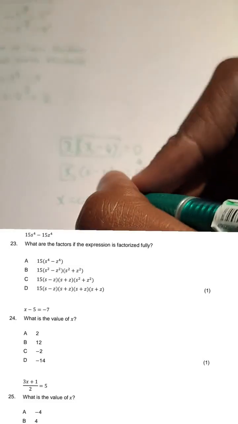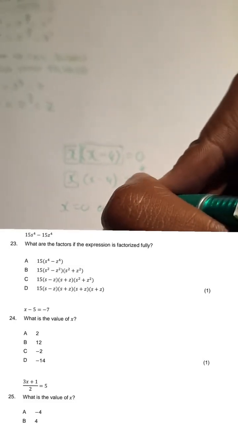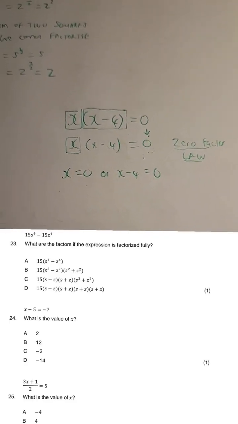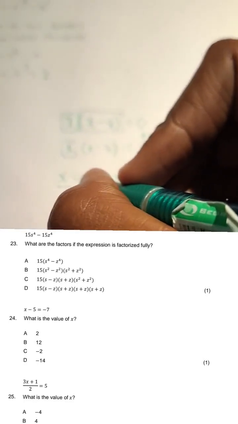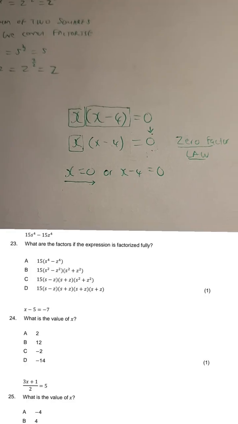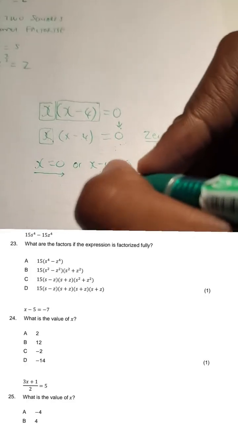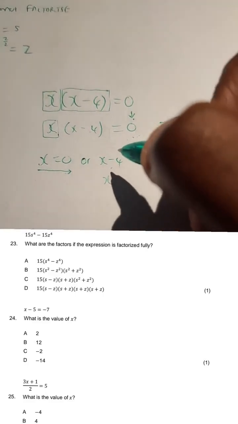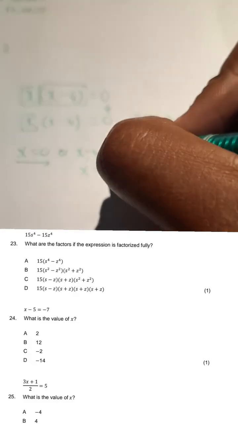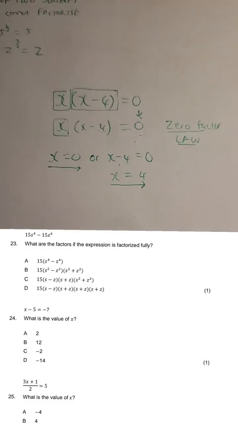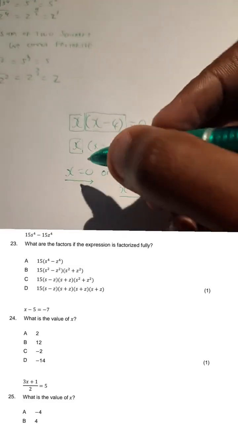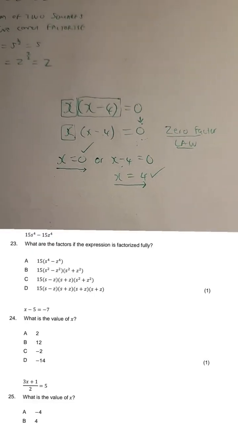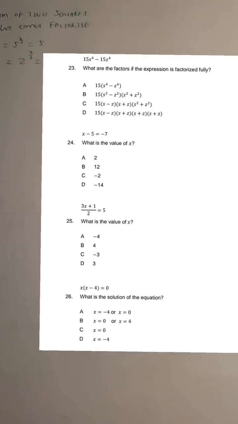So I can say x is equal to 0 or x minus 4 is equal to 0. Then from there, you can see this is my first answer. But look at this one, I can solve this one. X minus 4 is 2 terms. Let's make x feel lonely. We take -4, we transpose it. X is equal to +4. So these are my two answers. X is equal to 0 or x is equal to 4. Those are my two answers.